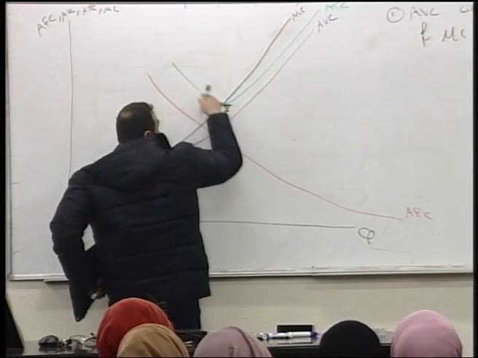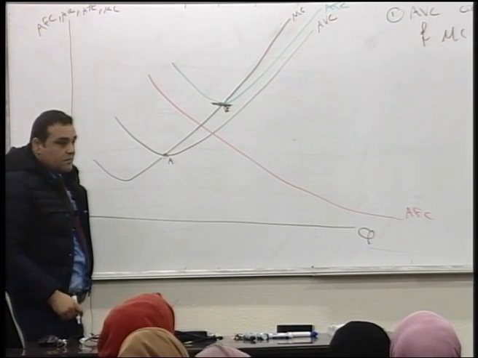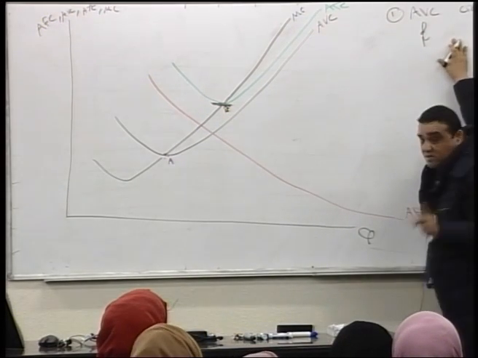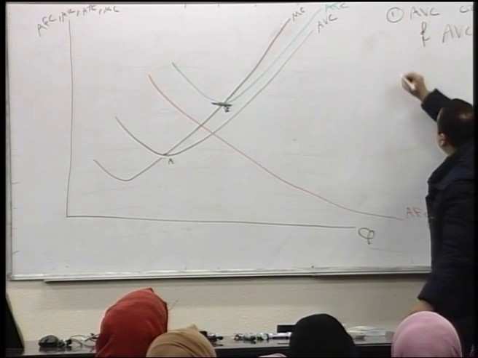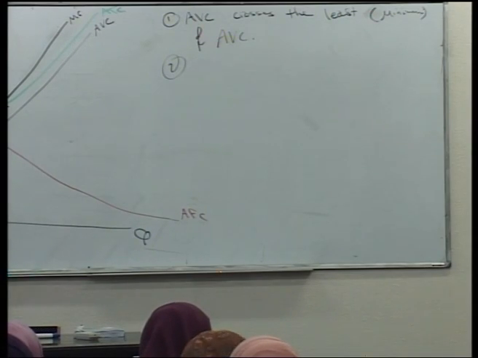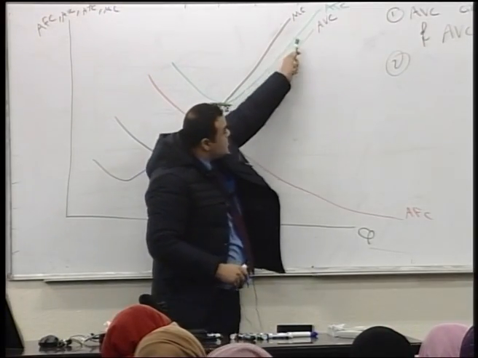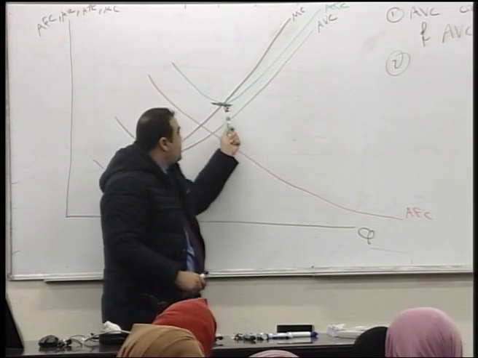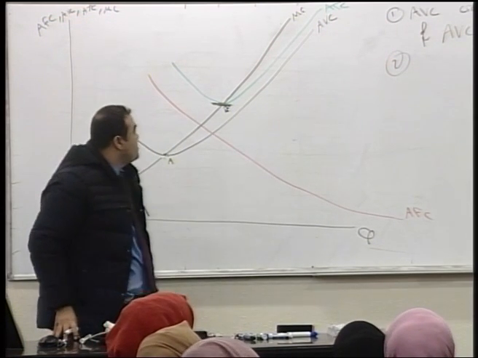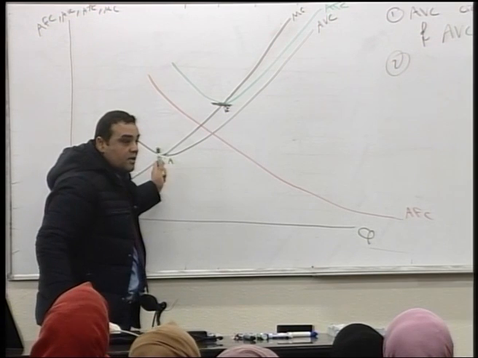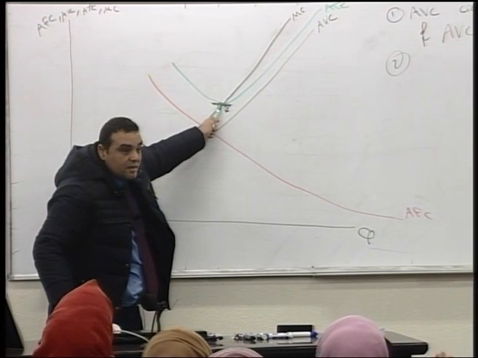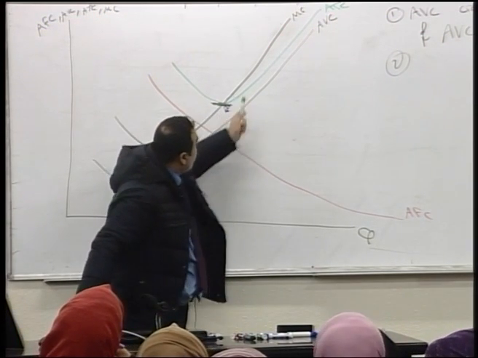ATC. Where do they intersect? At the minimum of which one? Sorry, the minimum AVC. Thank you. Of AVC. Number 2, ATC, the same as the AVC. ATC crosses MC at the minimum of ATC. Sorry. When the AVC crosses MC, it's at the minimum of AVC. Then the ATC crosses MC at the minimum of ATC.